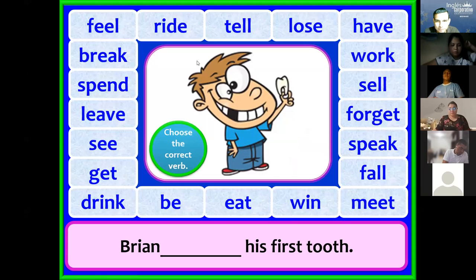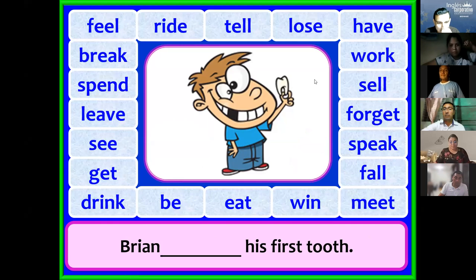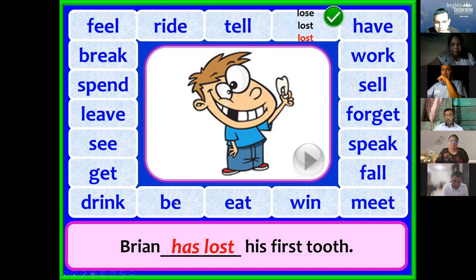Okay, here we go. Can you see the presentation? Yes. Brian, what is the correct form? Brian has or Brian have? The present is has. And the past participle? Lost. Exactly. Brian has lost his first tooth.